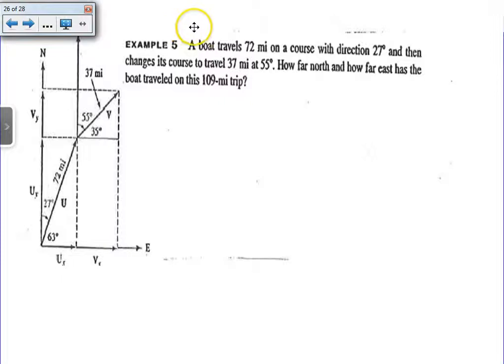It's good practice. Okay, we are back to a bearings looking kind of problem, except they're specifically talking about vectors in terms of the horizontal and vertical distances. So a boat travels 72 miles on a course with direction 27. So here's the starting point, and here's the boat traveling 72. And then it changes course and goes 37 more miles, but now it's at a new bearing of 55 off of north. So how far north and how far east has the boat traveled on this 109-mile trip?